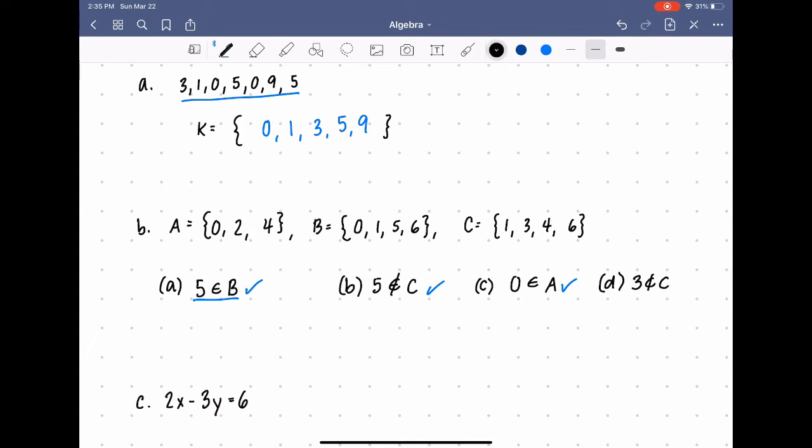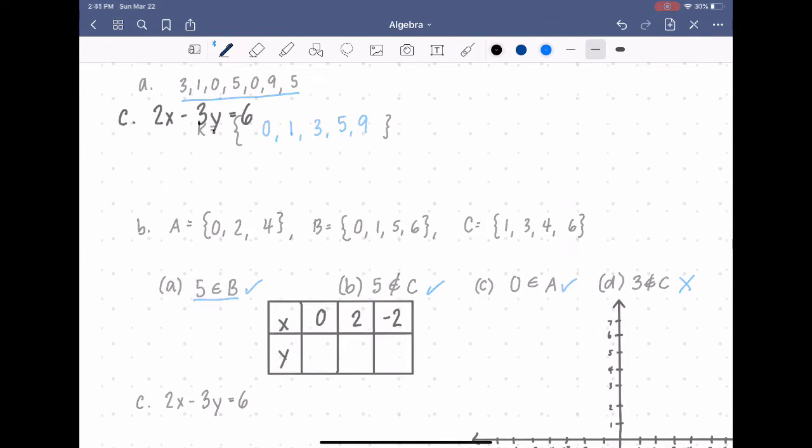For the last one, 3 is not a member of group C. If I go to group C, I do see 3 there. So that would be false because 3 is a member of group C, not 3 is not a member. So the last one is false.